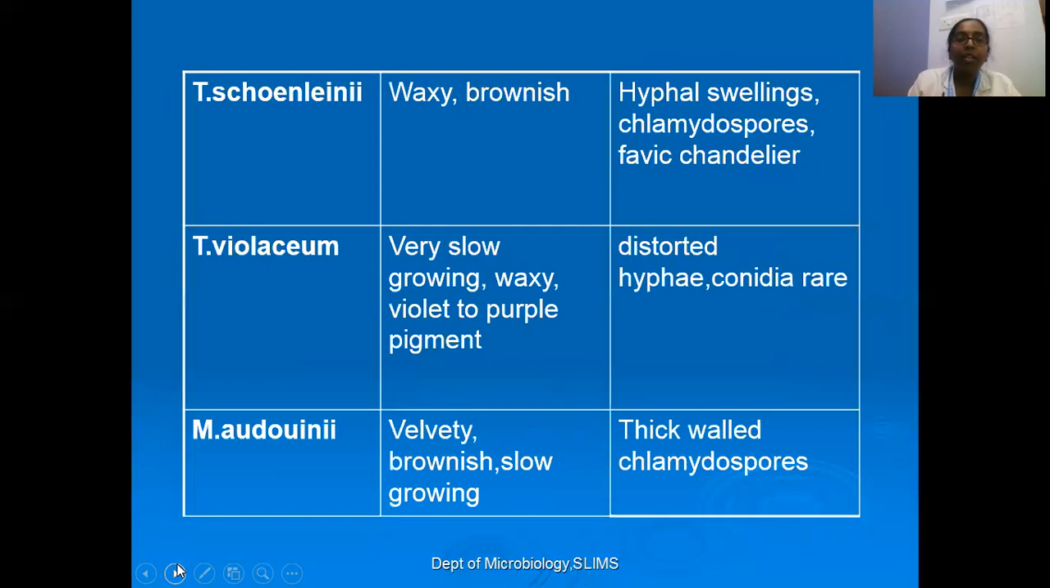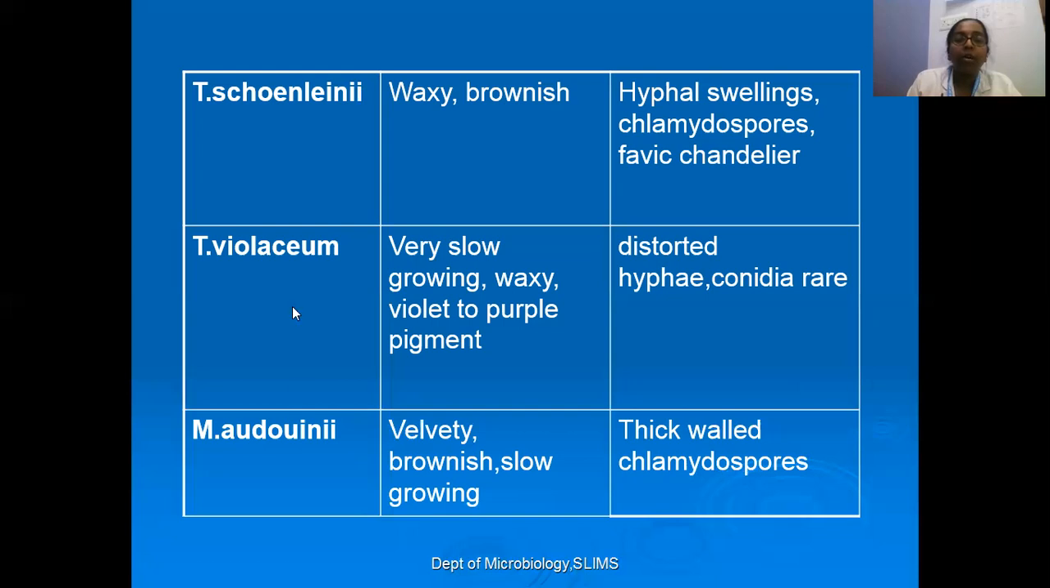Trichophyton schoenleinii, I'll show you all the pictures later. It is waxy and brownish. Hyphal swellings, chlamydoconidia, and favic chandeliers are seen in Trichophyton schoenleinii. In Trichophyton violaceum, as the name suggests, it is violet to purple in color. It is a very slow growing fungus, and you can see distorted hyphae, and conidia are usually very rare.